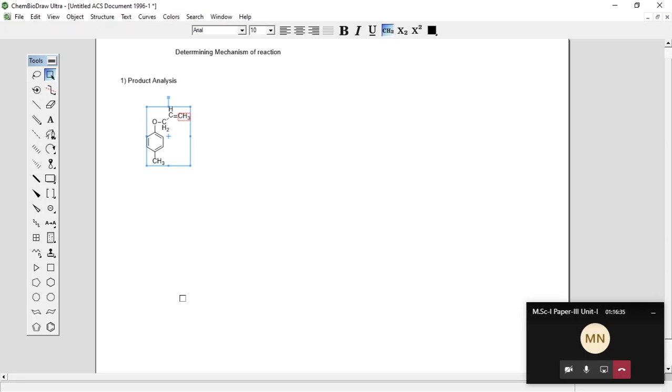So this is your starting material for Claisen rearrangement, that is allyl phenyl ether. Allyl phenyl ether is converted by heating into ortho allyl phenol. So in the Claisen rearrangement, this allyl phenyl ether is heated. Here it's not a CH3, it's a CH2. That's why there is heating.